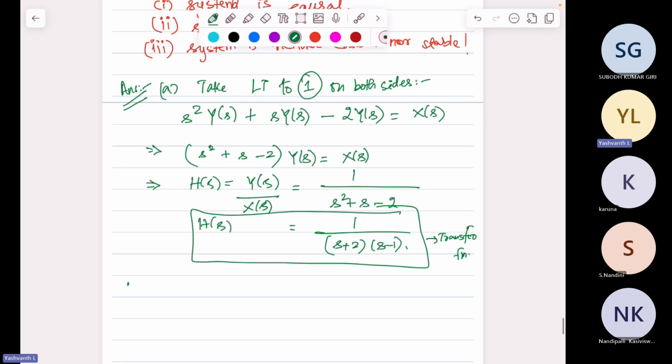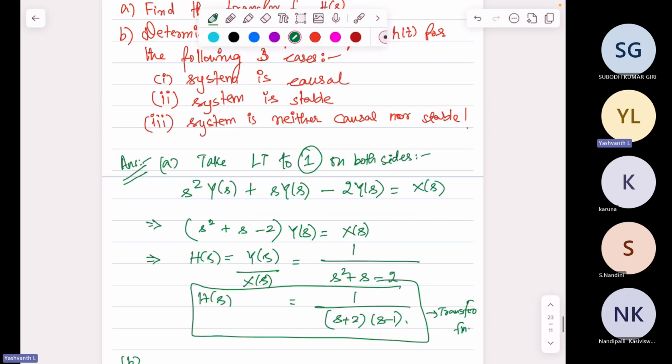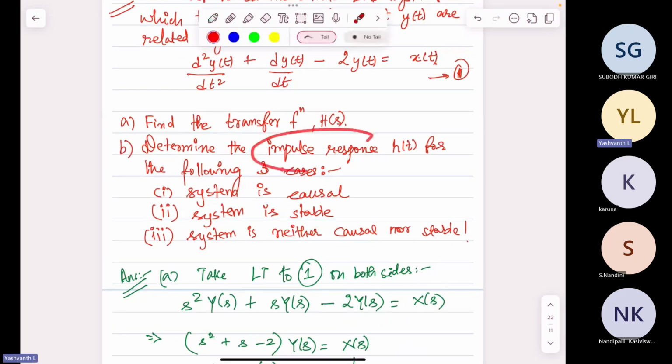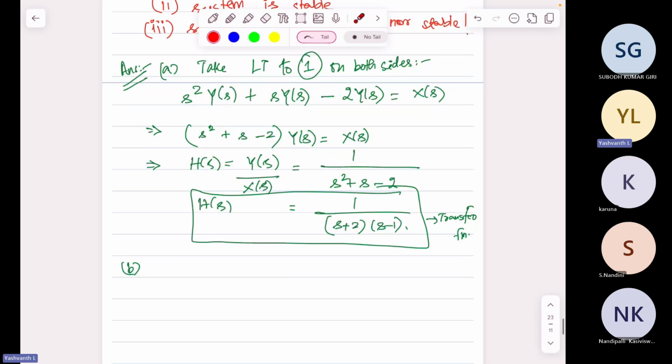Now going to the B part. We need to find the impulse response. What is the impulse response given a transfer function? It's an inverse Laplace transform. But for that, you need to have the ROC. That's why these 3 cases are given. Within B, we'll do partial fraction expansion and make the transfer function a little simplified.